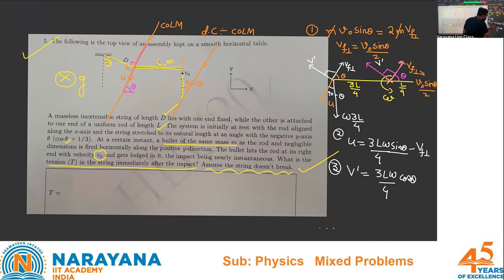Still, we are stuck with these values. I need one more, and that will come from conservation of angular momentum. Still, what are the variables we have had? I have had Vf perpendicular, V prime, omega, and u. These were the 4 parameters. 3 equations I have written. One I will write by conservation of angular momentum. And I like to conserve the angular momentum about this point.